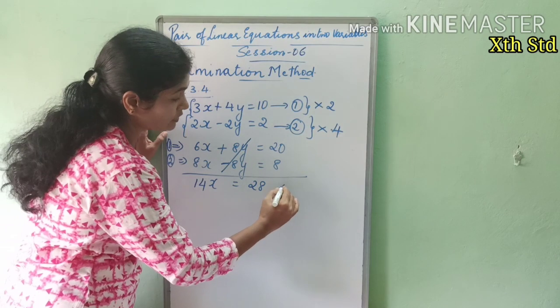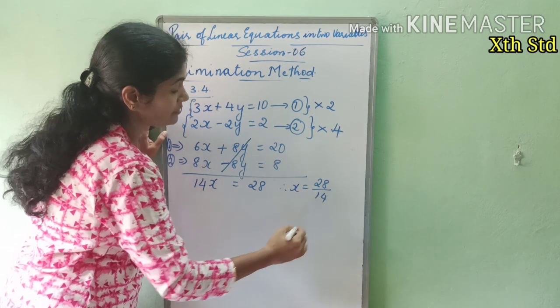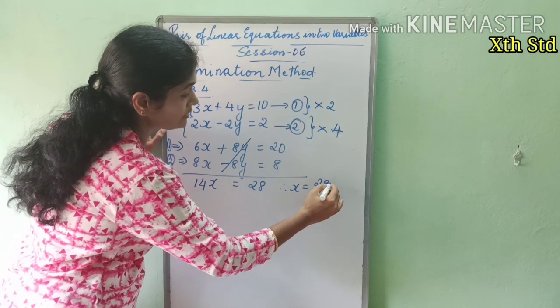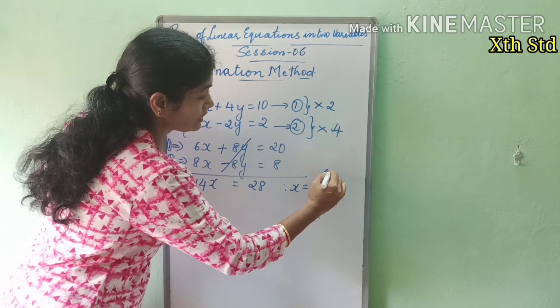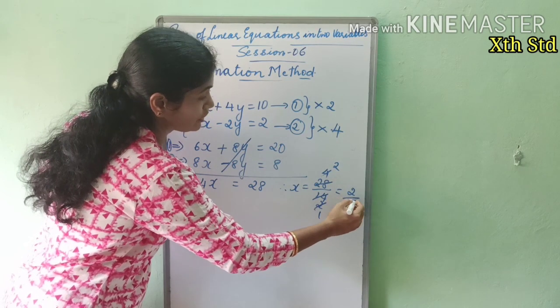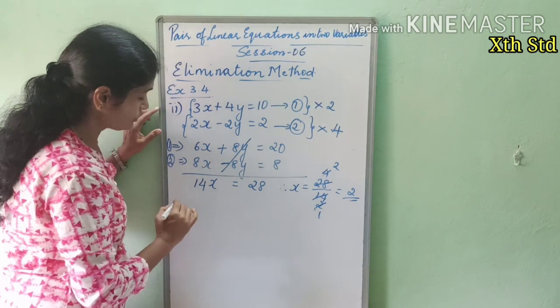Fine. Therefore, x is equal to 28 by 14. 14 2s are 28 directly. x is equal to 2. So x is equal to 2 we have got.